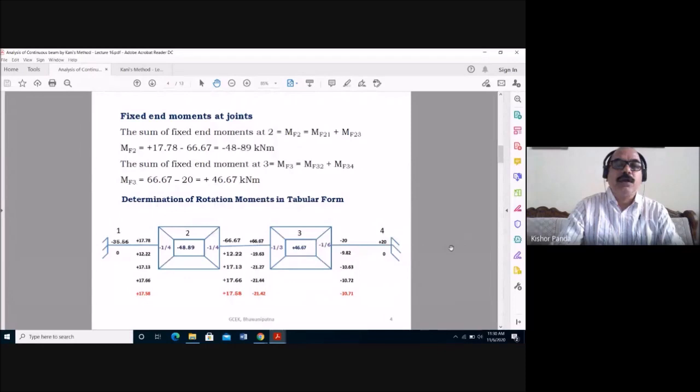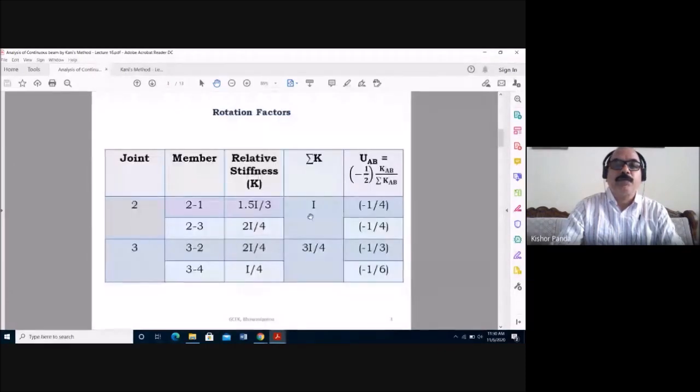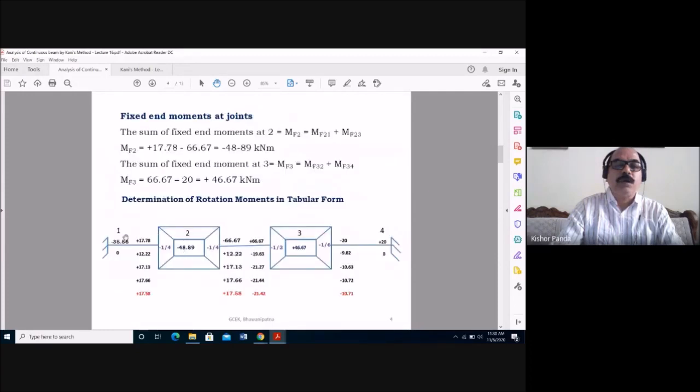So here you have the rotation factors: 2-1 rotation factor is minus 1 by 4, 2-3 rotation factor minus 1 by 4, 3-2 rotation factor minus 1 by 3, 3-4 rotation factor minus 1 by 6. So here you have to put this box for 2-1, this box for 2-3, and here also this box for 3-2, and this box for 3-4. You have to put the rotation factor in the corresponding box.